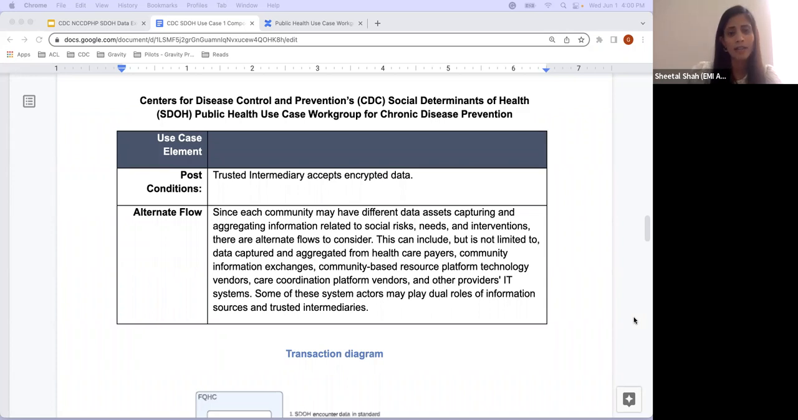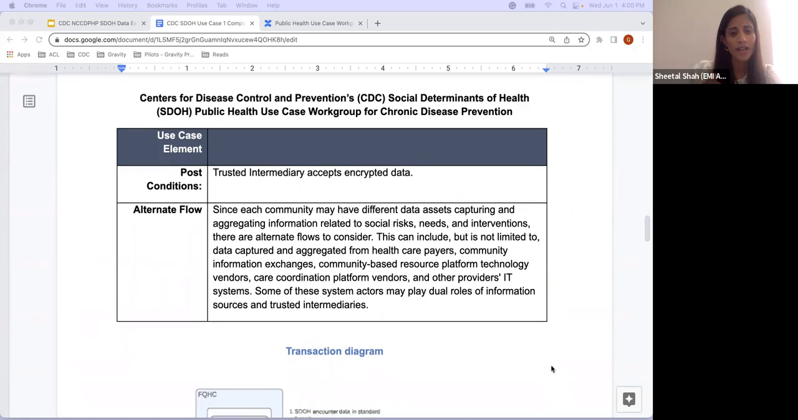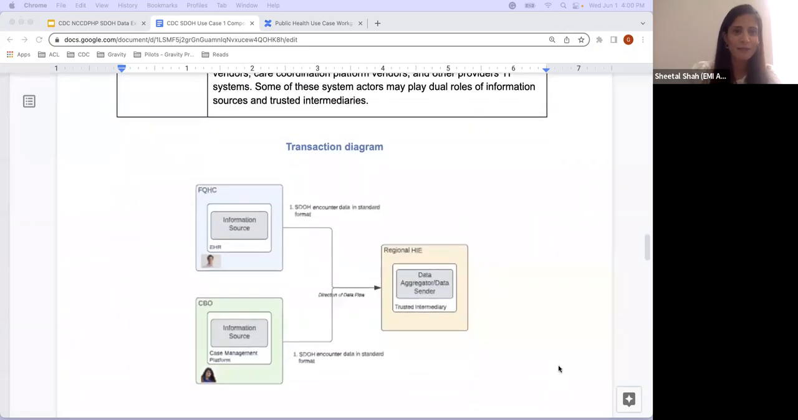And then if we scroll a little bit further down, there's a simple diagram here that shows the transaction of the FQHC and the CBO sending the SDOH data in that standard format to the data aggregator and eventually the data sender, our trusted intermediary in the context of this story, which is the regional HIE. So I'll pause here and see if folks have questions or thoughts or reflections, or just anything that comes to mind as we're walking through this first transaction.